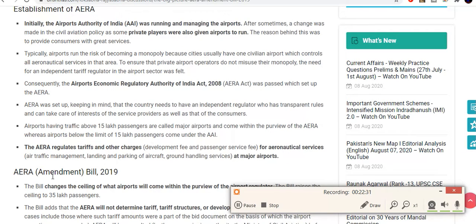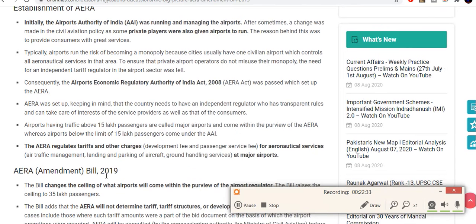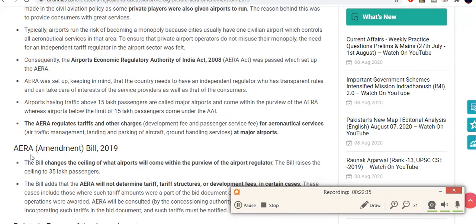Now what is happening in this AERA amendment bill 2019, that now they are going to change this 15 lakh to 35 lakh. Now 35 lakh will be the threshold. Above 35 lakh AERA will come into picture, less than 35 lakh Airport Authority of India will remain in the picture. So it is creating a new threshold, in which the ambit of AERA, the purview and the role of AERA will reduce. Okay, so just try to remember this thing.